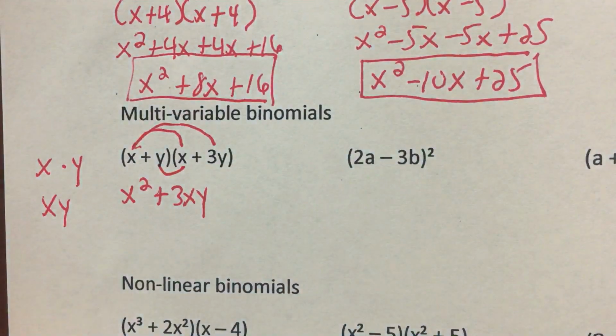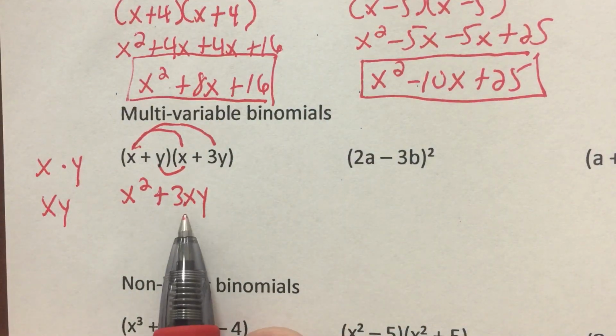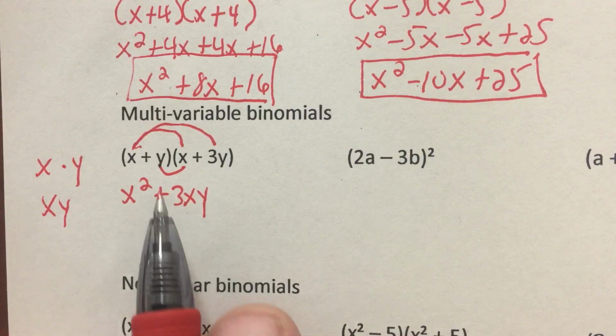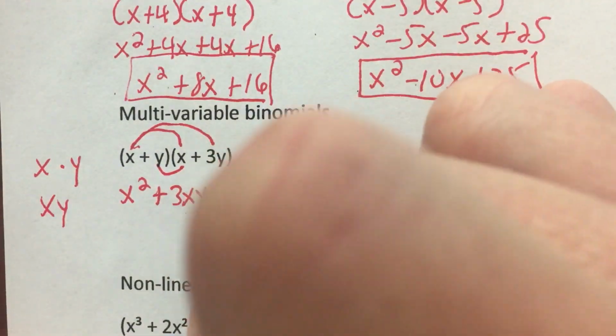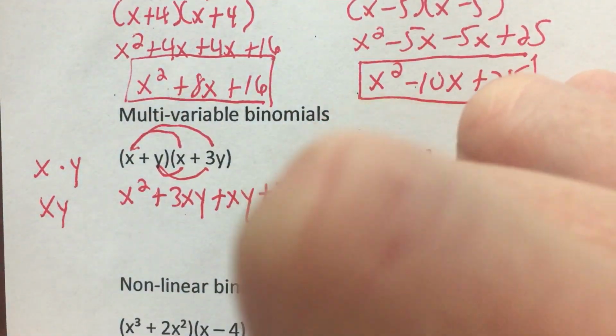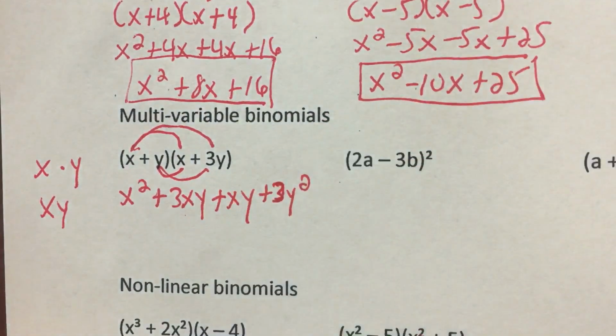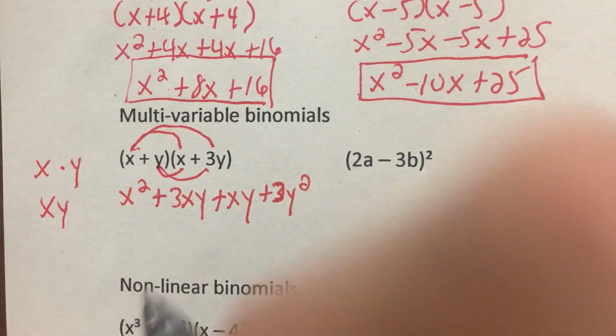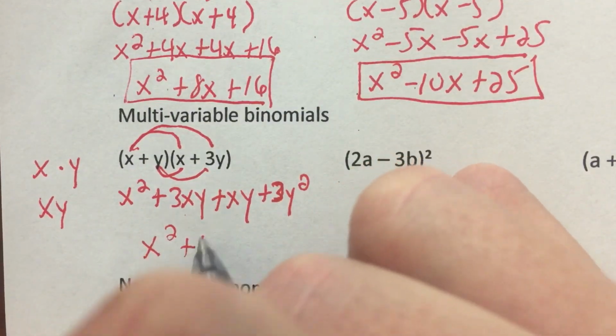Y times x, you might call that yx, but we usually go alphabetical from left to right in algebra. So instead of yx, I'm going to call it xy. And y times 3y is positive 3y squared. Two like terms in the middle, if you combine them, you will get 4xy's.